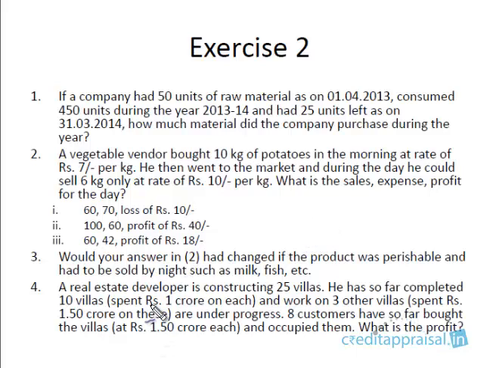A real estate developer is constructing 25 villas, right? He has so far completed 10 villas, and on each villa he has spent 1 crore. That is the cost of construction for each villa is 1 crore. And work on 3 other villas, there is 1.5 crores spent on these. 3 other villas are under progress. These are not completed. 10 are completed, 3 are under construction, and so far he has spent 1.5 crores.